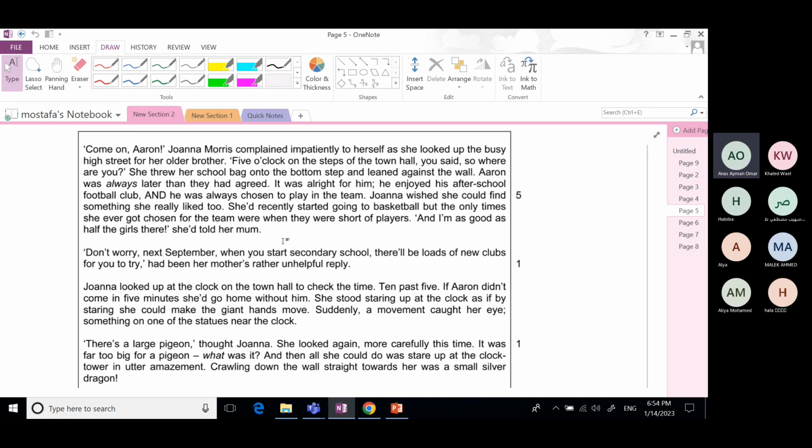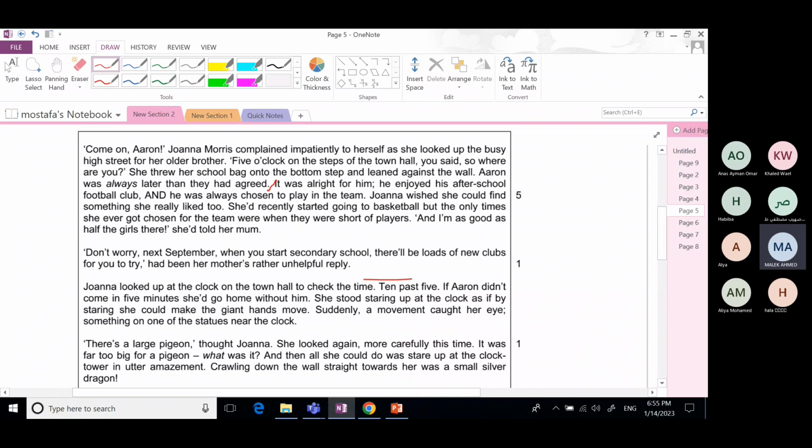Come on, Aaron, Joanna complained impatiently to herself as she looked up the pretty high street for her older brother. Five o'clock on the side of the town hall. You said, so where are you? She threw her school bag onto the bottom step and leaned against the wall. Aaron was already later than they had agreed. Enough, Anas. Malik, complete, please. From here. Okay.